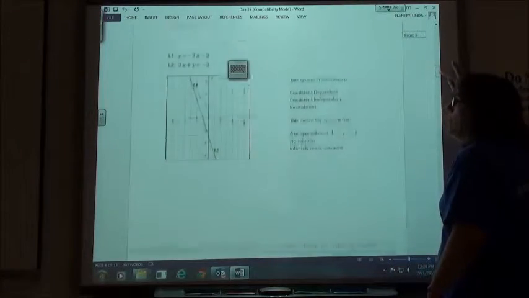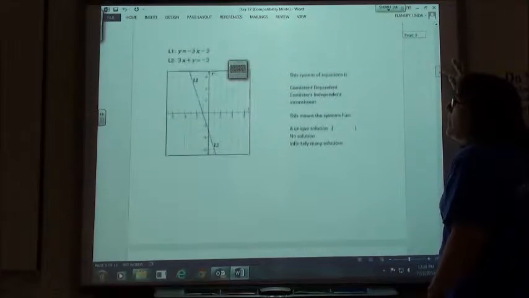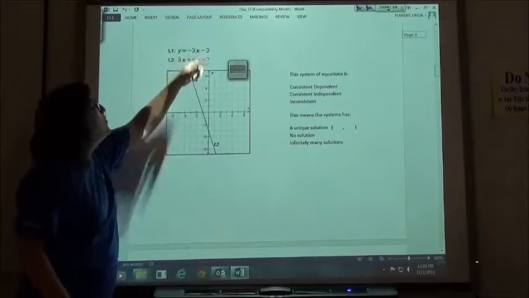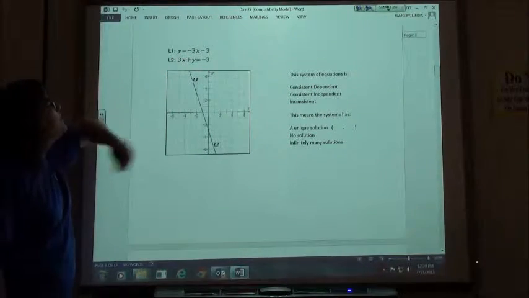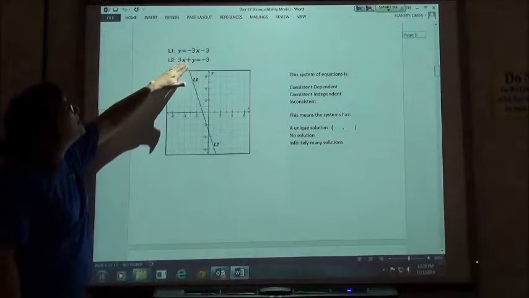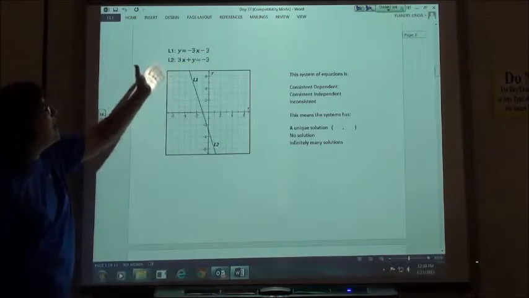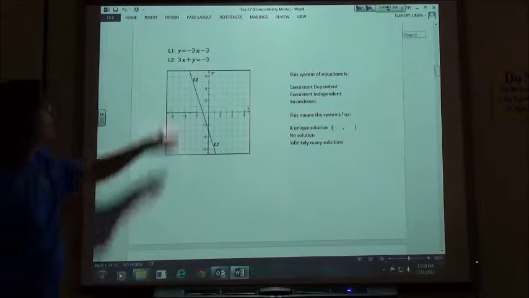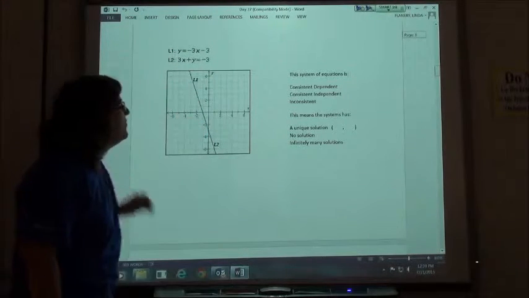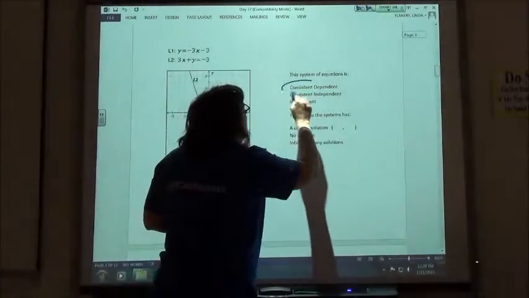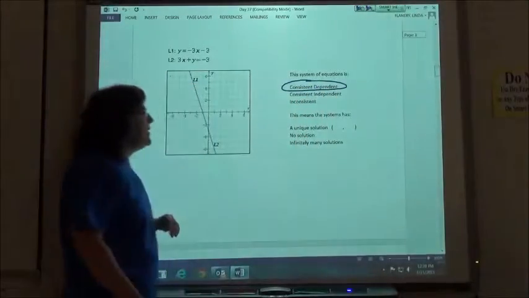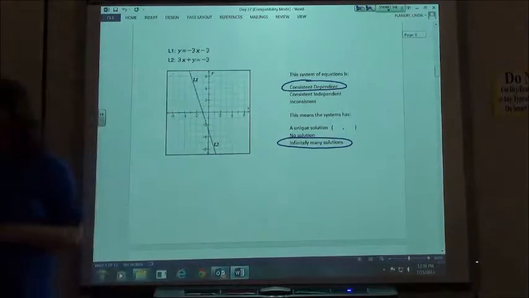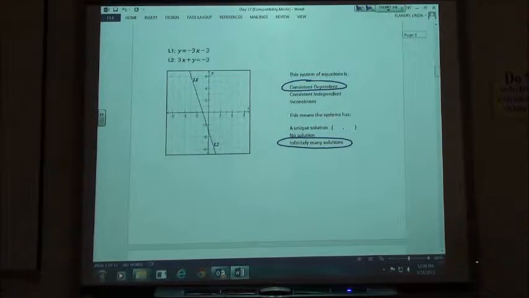The third one on number 4 is the one where they say line 1 is y equals negative 3x minus 3. Line 2 is 3x plus y equals negative 3. But if you rearranged it and solved it for y, you can see it's the same line. I've got line 1 right on top of line 2. Those ones are consistent dependent and will have infinitely many solutions because every point on line 1 works on line 2.